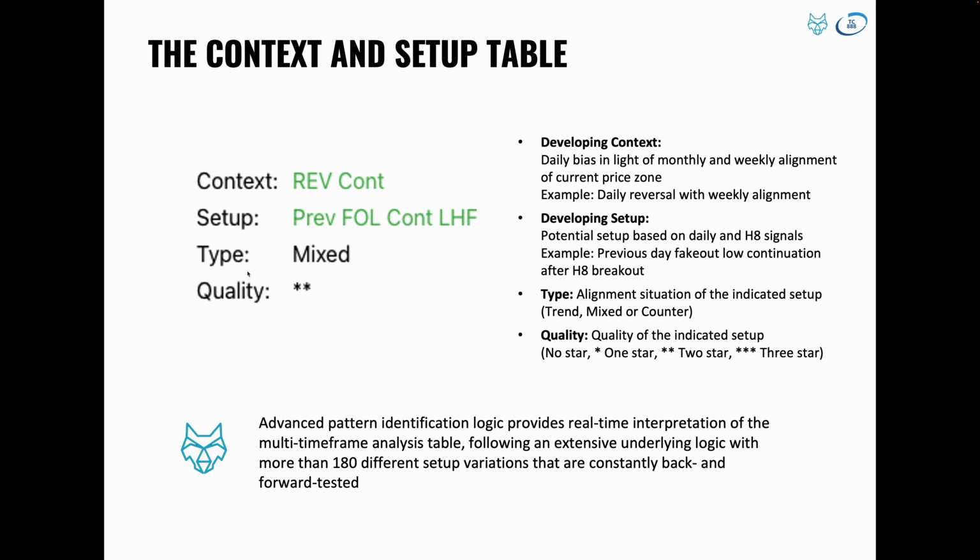So this type always shows you: is it trend, is it mixed, or is it counter? Counter means day versus week and month. Mixed means day has week or month in its back and one against it. And trend means all are aligning.